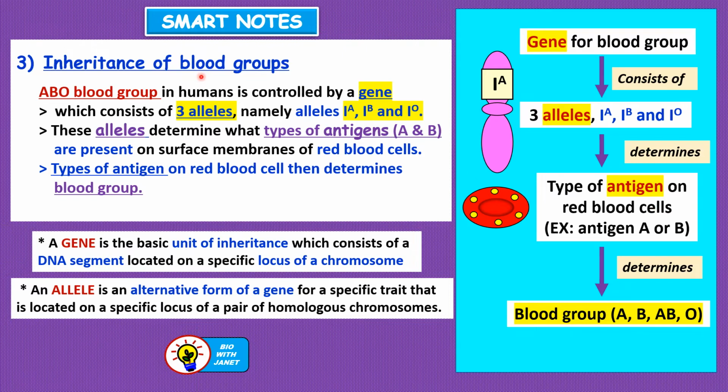Now, inheritance of blood groups. ABO blood group in humans is controlled by a gene, which consists of 3 alleles, namely alleles IA, IB, and IO. Okay? So, do you know your blood group? Actually, your blood group depends on the genes, or the basic unit of inheritance, that you have received from your parents, your mother and your father.